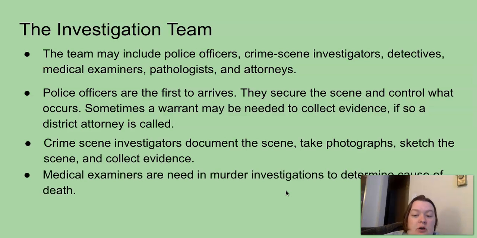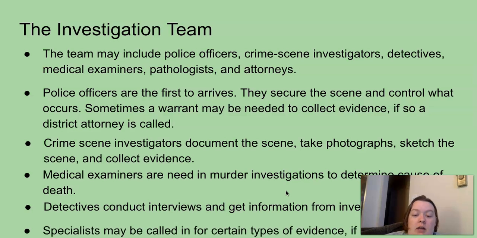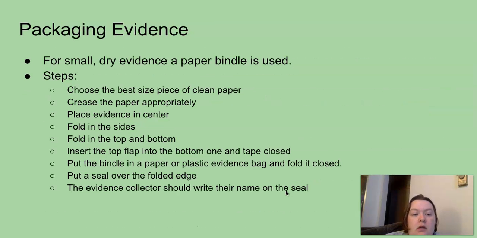Crime scene investigators are the individuals that document, take photographs, sketch the scene, and collect the evidence. Medical examiners are needed to help determine cause of death. Detectives conduct interviews and get information from investigators. And specialists may be called in if a certain type of evidence is found there. So if you have bugs, they might call the entomologist. If you have blood, they might call the blood spatter analyst. So specialists are called in based on what's found at a crime scene and who is needed.